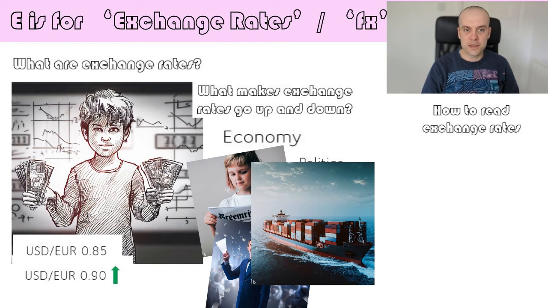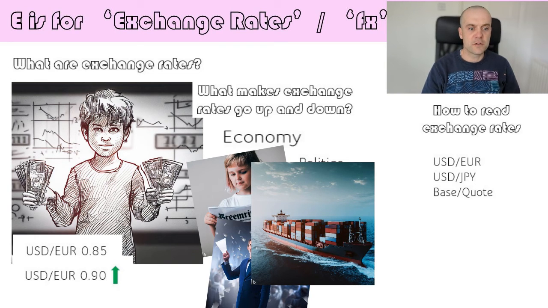Finally, let's talk about how to read exchange rates. We know that exchange rates are usually shown in pairs like US dollar to euro or USD to JPY. The first currency is called the base currency and the second currency is called the quote currency. To read exchange rates, you need to know what the numbers mean. If the exchange rate for US dollar to euro is 0.91, that means you need 0.91 euros to buy $1.